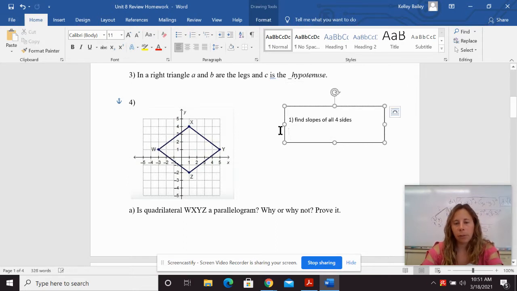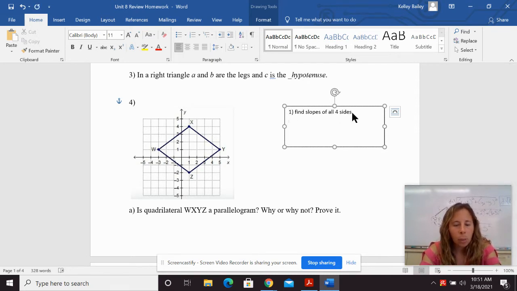You could also find the lengths first, it doesn't matter, but I'm going to do the slopes first. Okay, so let's go with WX. I'm focusing on this line right here. What is the slope of this line?